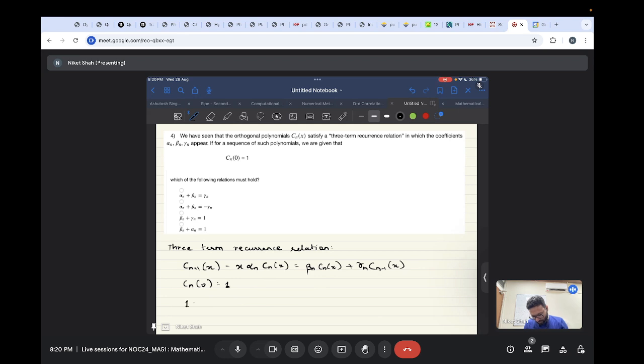So therefore, 1 is equal to minus, and x is equal to 0, by the way. Because x equal to 0, the second term does not matter. So therefore, 1 is equal to beta_n C_n(0), which is 1, plus gamma_n C_{n-1}(0), which is gamma_n.